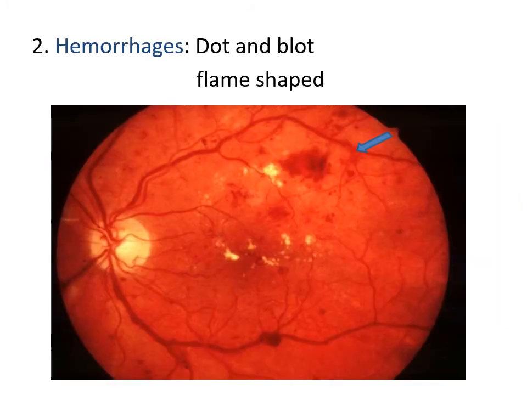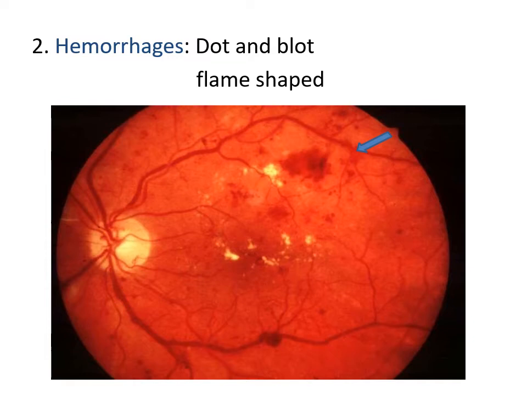Second are hemorrhages. So there are three types of hemorrhages which you can see in diabetic retinopathy: dot, blot, or flame shaped hemorrhages. Now, dot hemorrhages, as the name suggests, are very small, tiny hemorrhages, and they are often confused with the microaneurysms. And blot hemorrhages are, suppose, like how it appears if a dot is blotted.